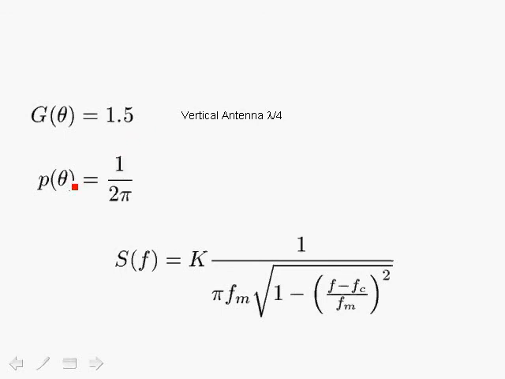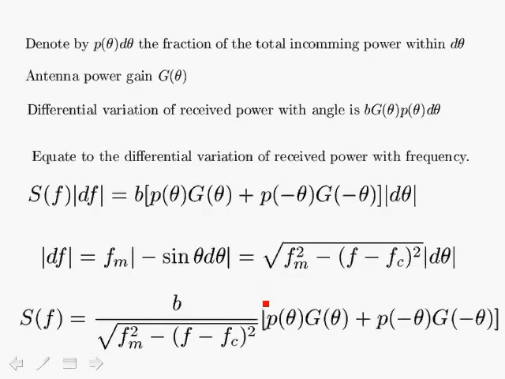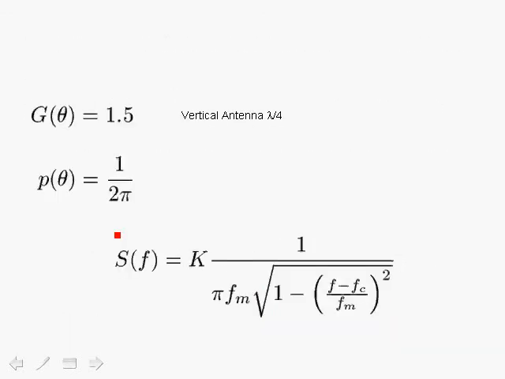We're assuming that all the angles have an equal probability distribution, uniform distribution, so that p sub theta equals 1 over 2 pi. If we substitute back into this equation over here, finally we obtain this expression here for the power spectral density due to Doppler shift. Notice that it is centered around the carrier frequency, and at the carrier frequency there's a shift of plus and minus f sub m.